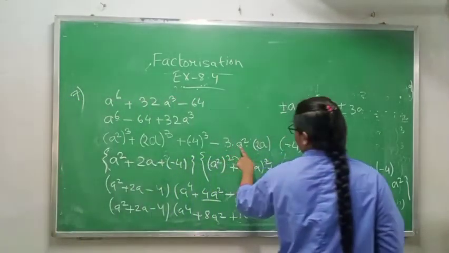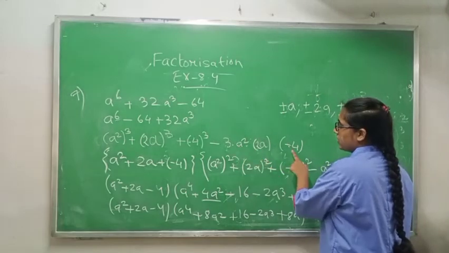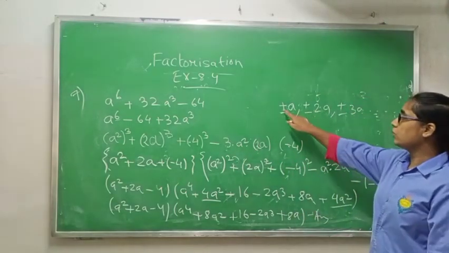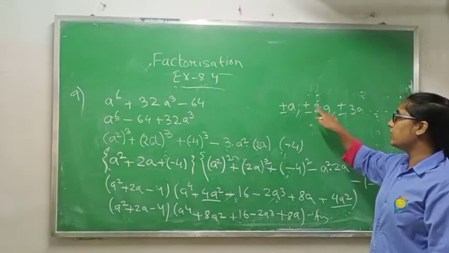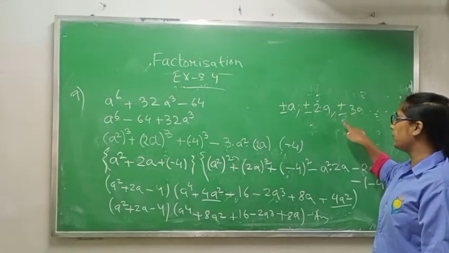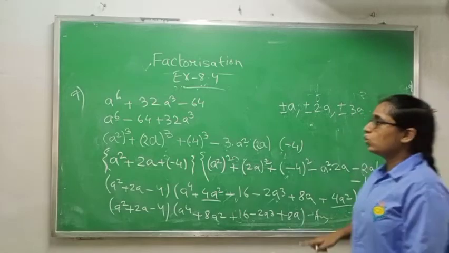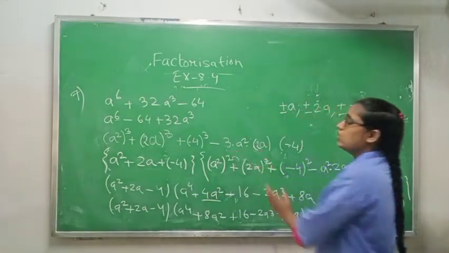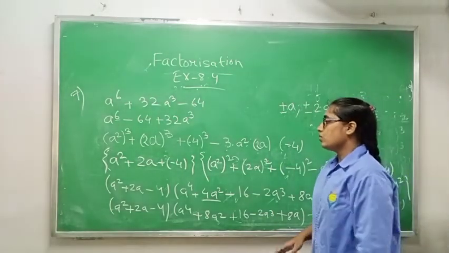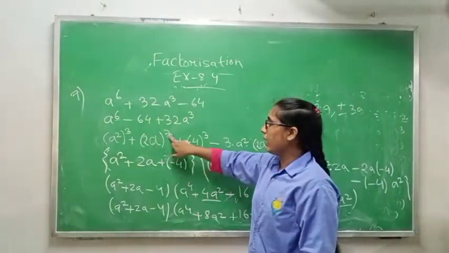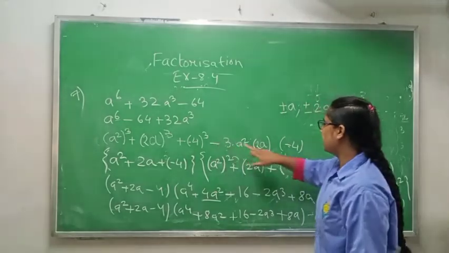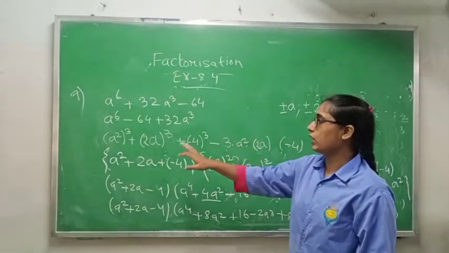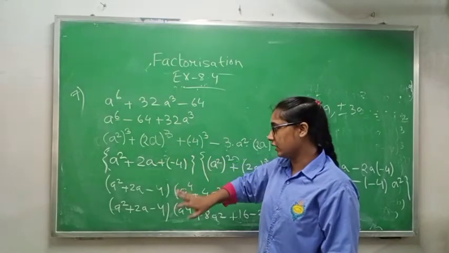Now 3xyz, y we don't know. In y what can we put? There is one thing: you can put plus a or minus a, plus 2a or minus 2a, plus 3a, minus 3a, like this, to get 32a cube after adding this one and this one, or subtracting also. So when I am putting 2a cube I am getting 8a cube, and here minus plus, here I am getting 24a cube plus 8a cube, you will get 32a cube.